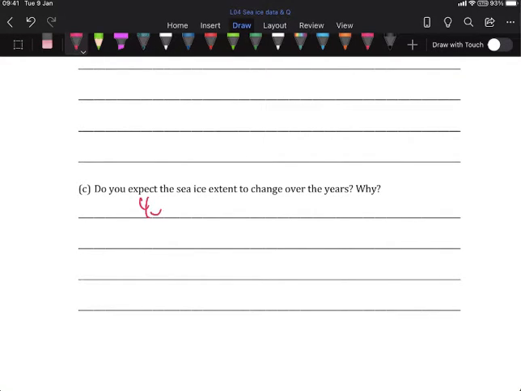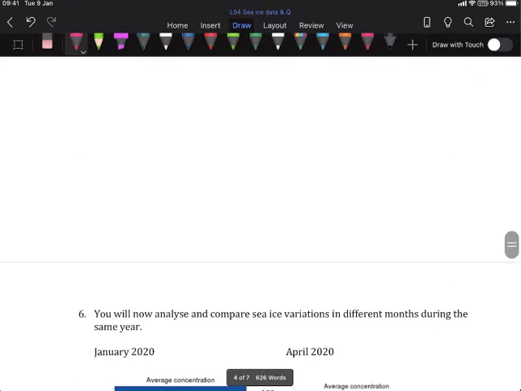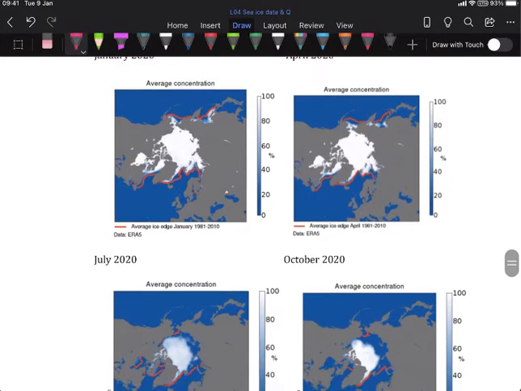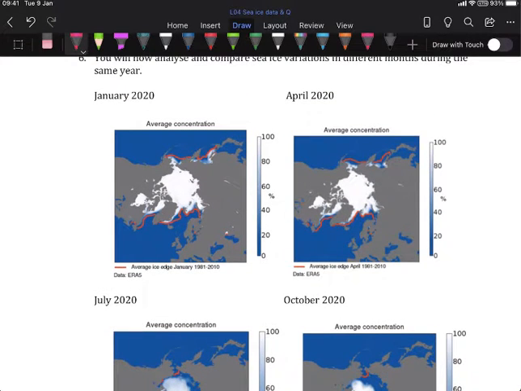And the reality is yes, you do, because we now know of global warming. So if the earth is getting warmer, there's going to be less sea ice potentially, so it's going to change. So here you had to have a look at these graphs, and you had to compare the ice, or describe the sea ice extent over the year. So you're looking at the color of them as well. So if they're all pure white, very little blue, then there's lots of sea ice.